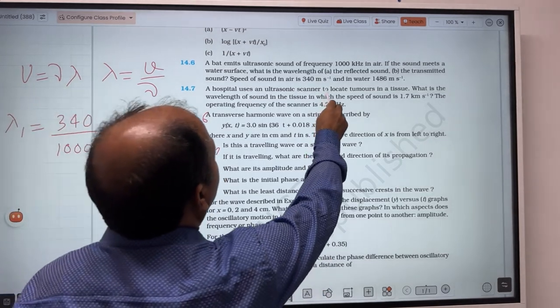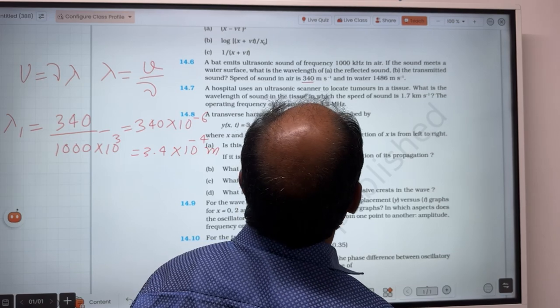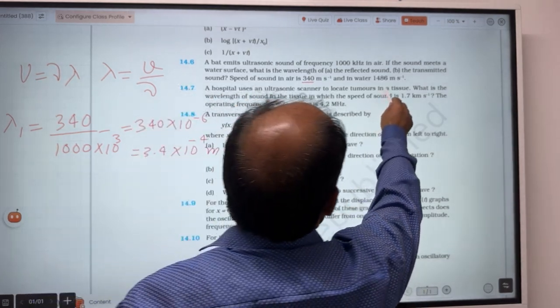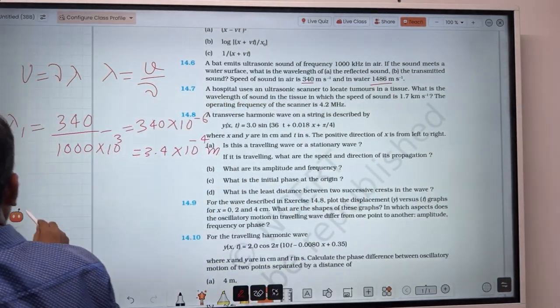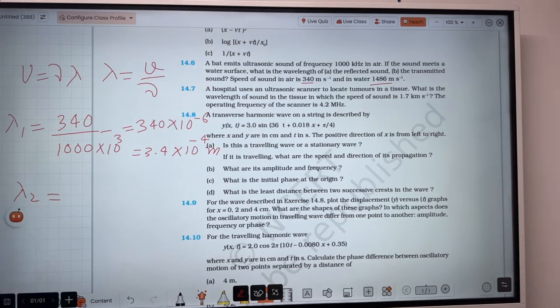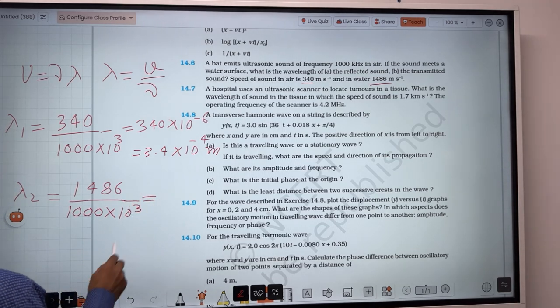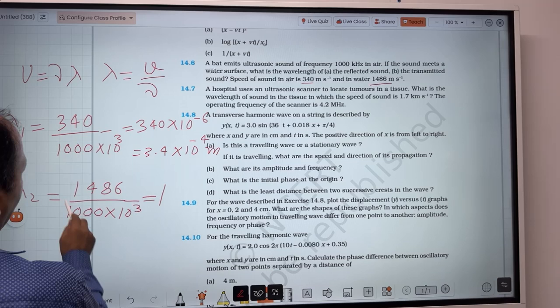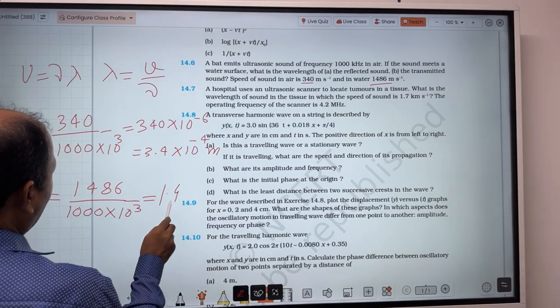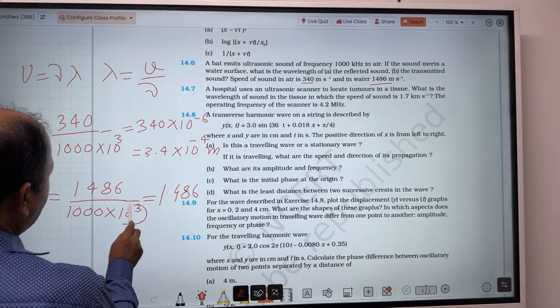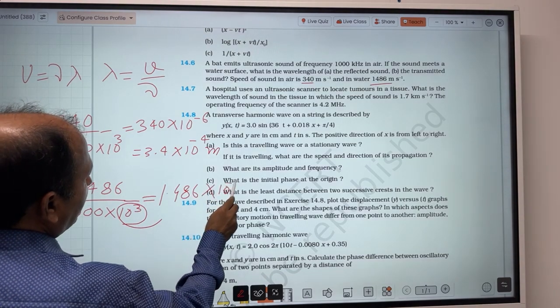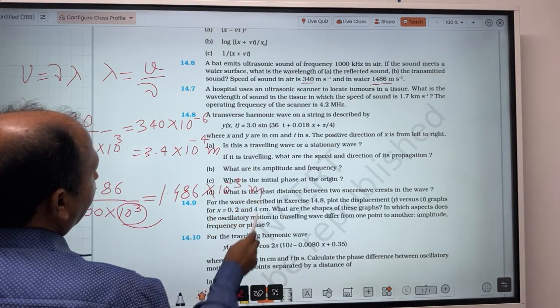This is the first case when we take 340 meter per second. And when we consider 1486 meter per second, let's write it as lambda 2. Lambda 2 will be equal to 1486 divided by 1000 multiplied by 10 to the power 3, which we can convert to 1.486 into 10 to the power minus 3 meter.